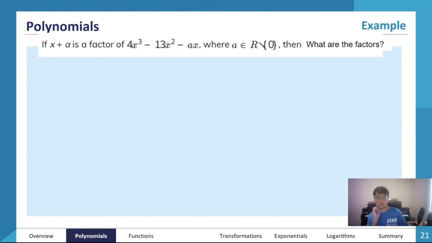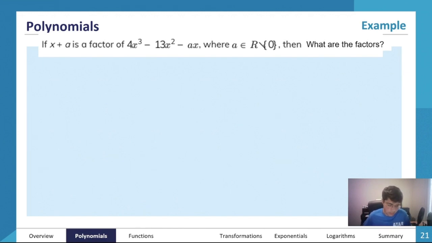Okay, we have a question. If x plus a is a factor of 4x cubed minus 13x squared minus ax, where a is any real number except for 0, then what are the factors?